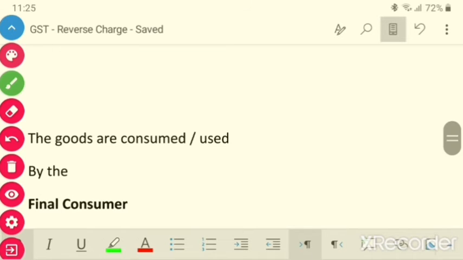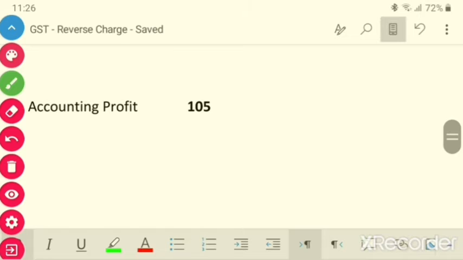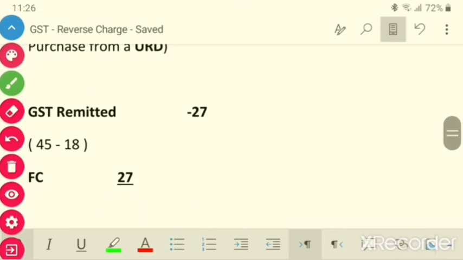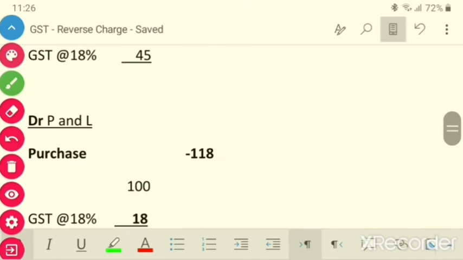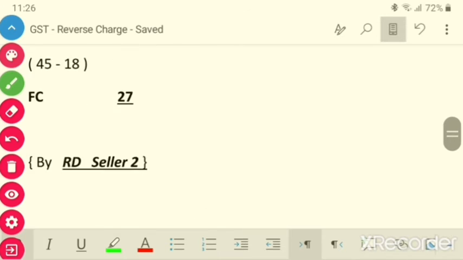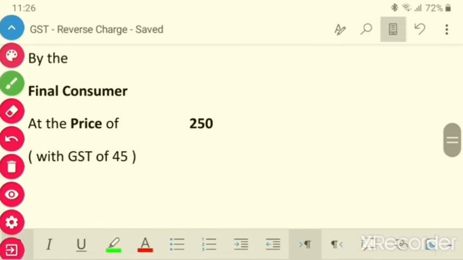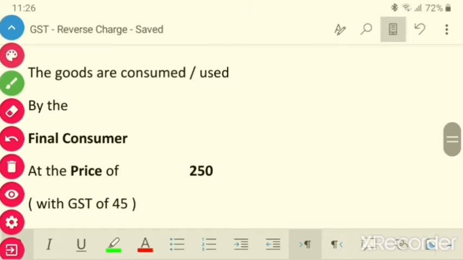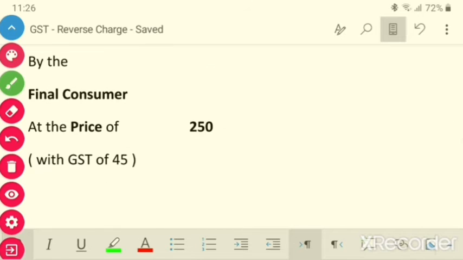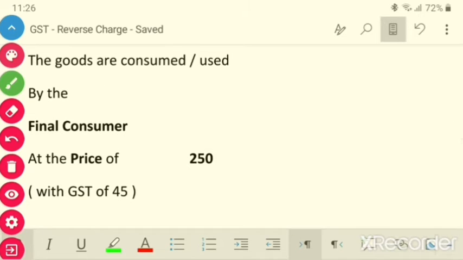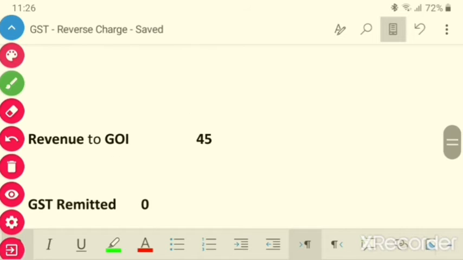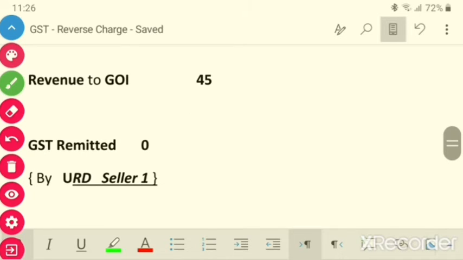Now, is there any difference between accounting profit in case 1 and case 2? Accounting profit in case 1 is 105. Accounting profit in case 2 is also 105 only. Now, the goods are consumed, used by the final consumer at the price of 250. In case 2 also it is consumed at the same price 250 with GST of 45. What is the revenue to the government? Revenue to government is 45.